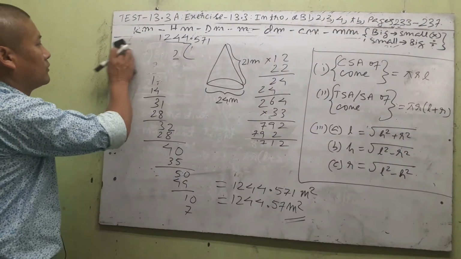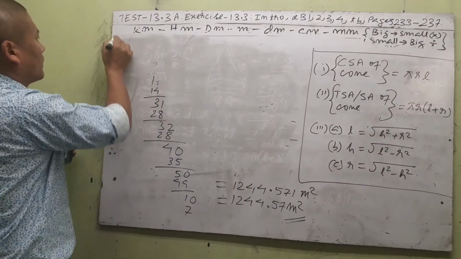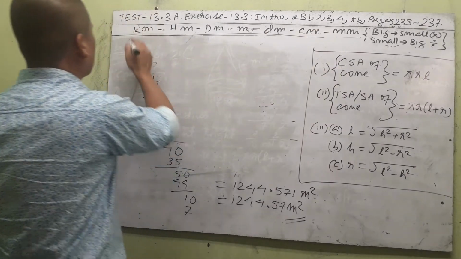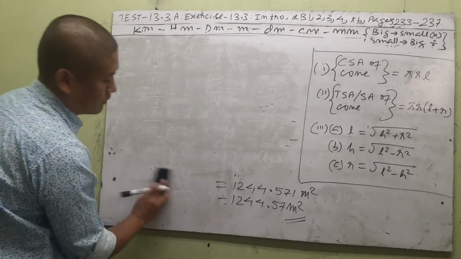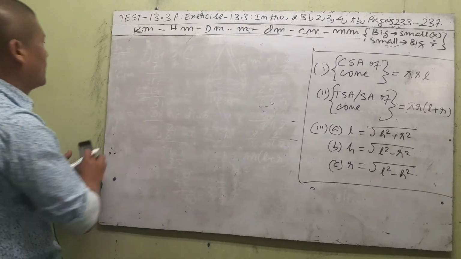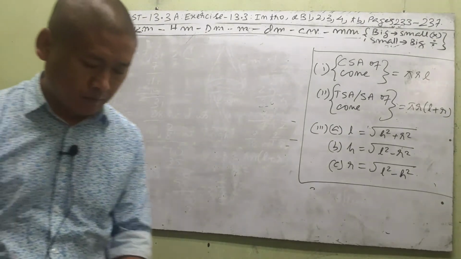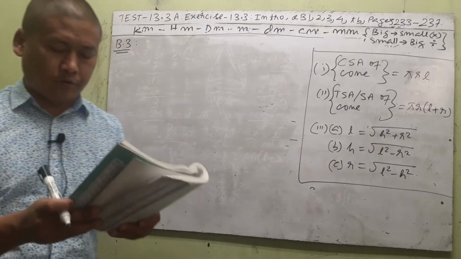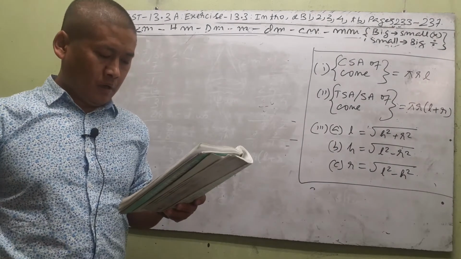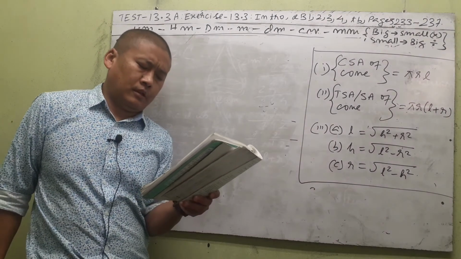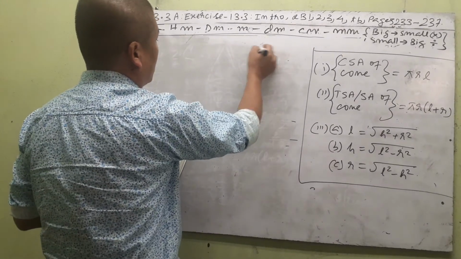Okay, so B2 done. Can go to B3. So B3, yeah. Curved surface area of a cone is 308 centimeter square. Slant height is 14 centimeter. Find the radius of the base and also the total surface area of the cone. So let's draw the cone. Something like this the cone is.